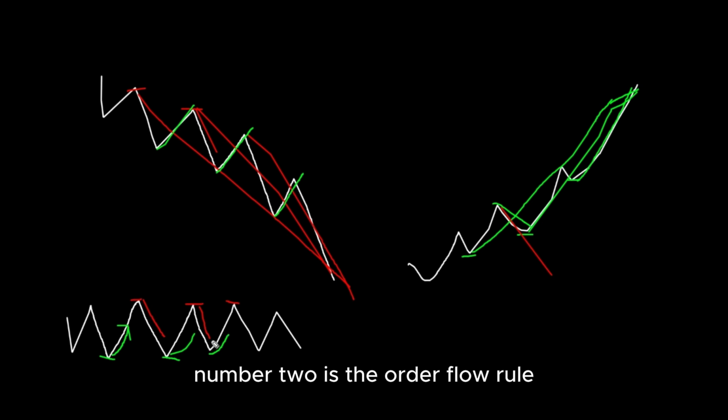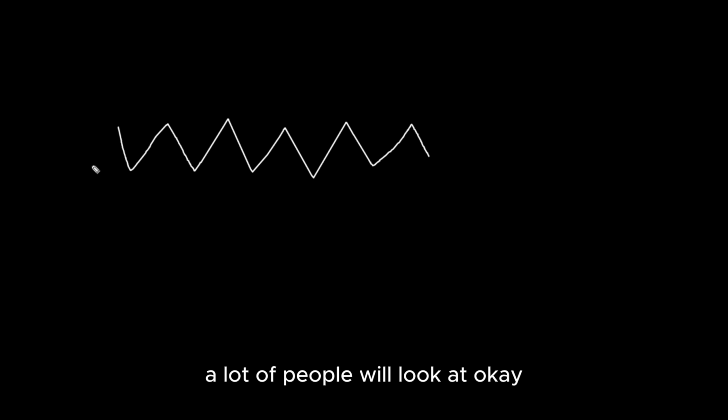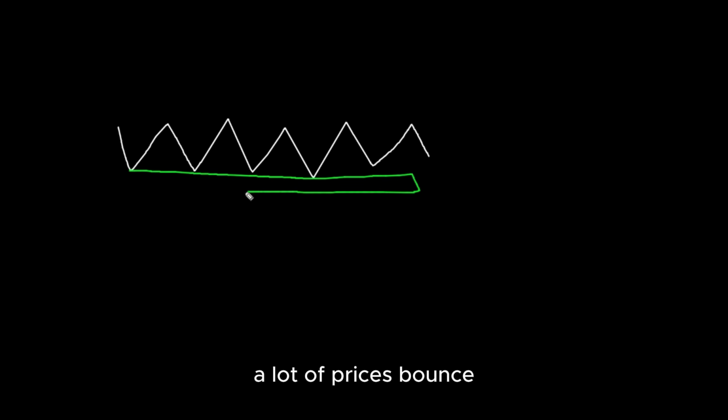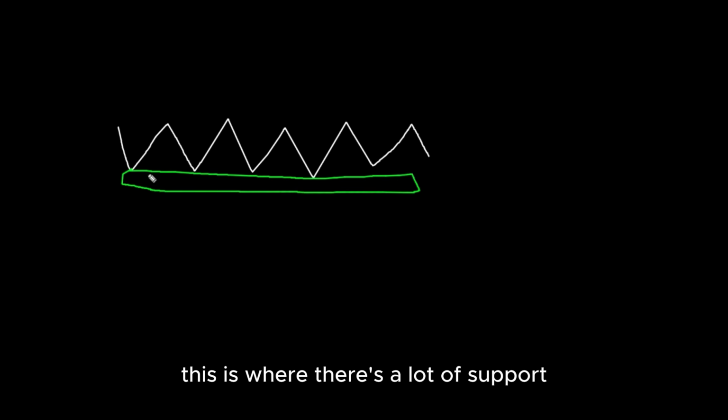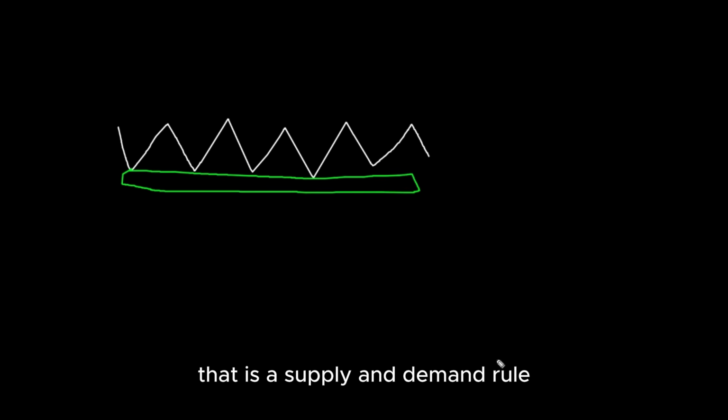Number two is the order flow rule. How many times have you heard, oh, that looks like there's a support? When the price is going sideways, how do we say there is a supply and demand? A lot of people will look at it and say, okay, this is the price where a lot of prices bounce. This is where there's a lot of support. That means we can take a long from here, right? That is a supply and demand rule.